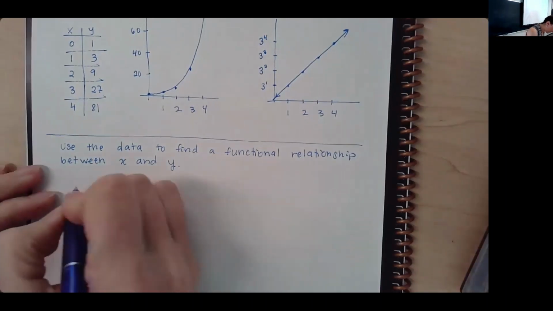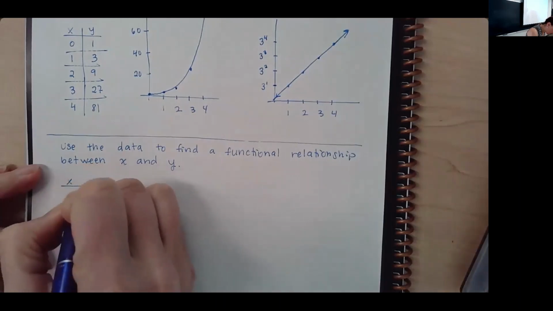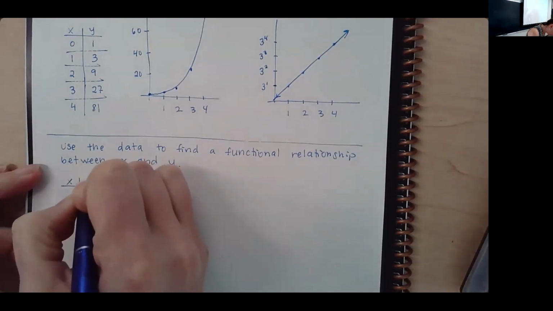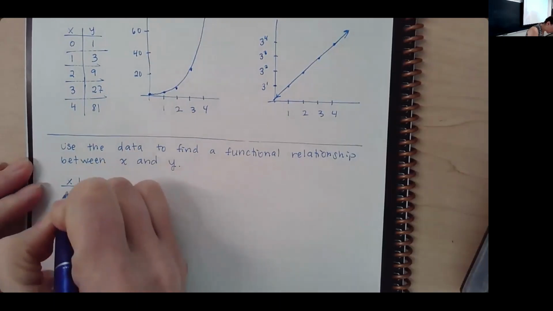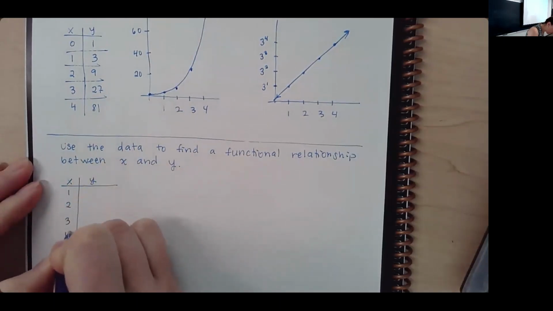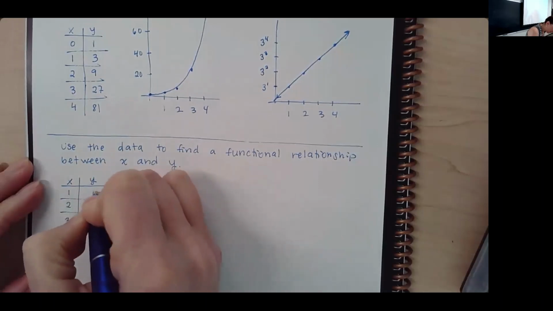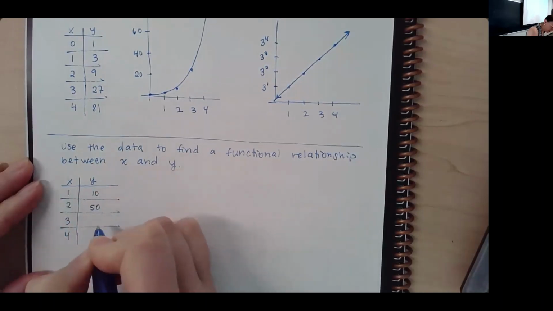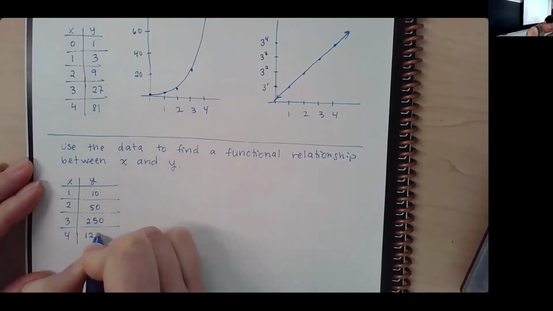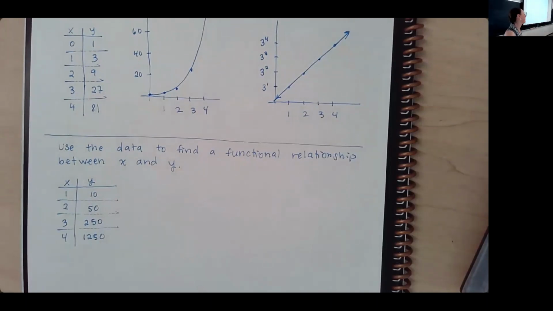So I'm going to give us some data here. We're going to have X values and Y values. My X values: 1, 2, 3, 4. And my Y values: 10, 50, 250, 1,250. So the first thing that I mentioned was the reason that we do transformations is because it's easy to find the equation of a line.